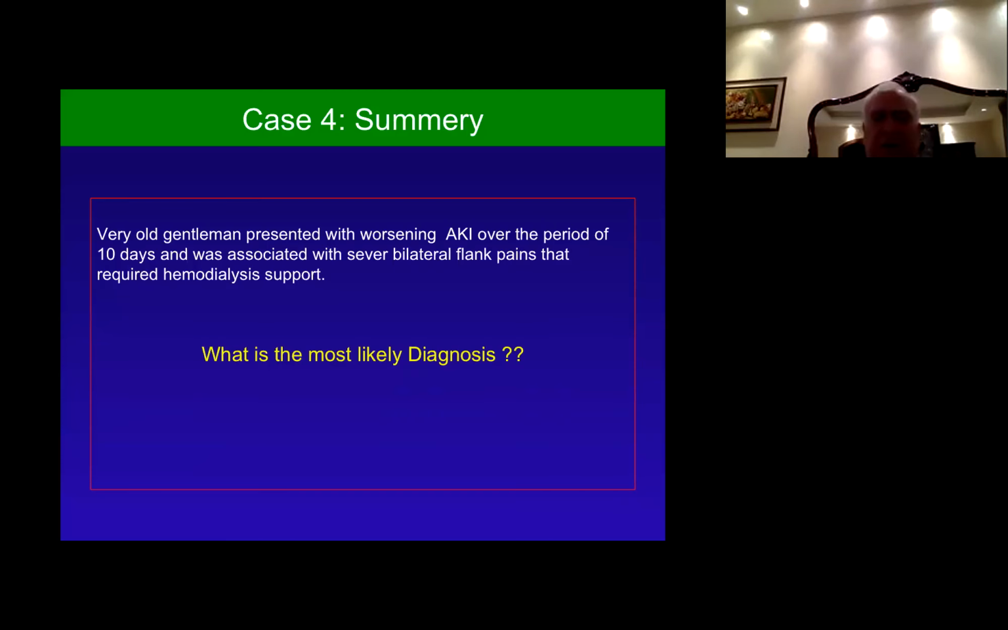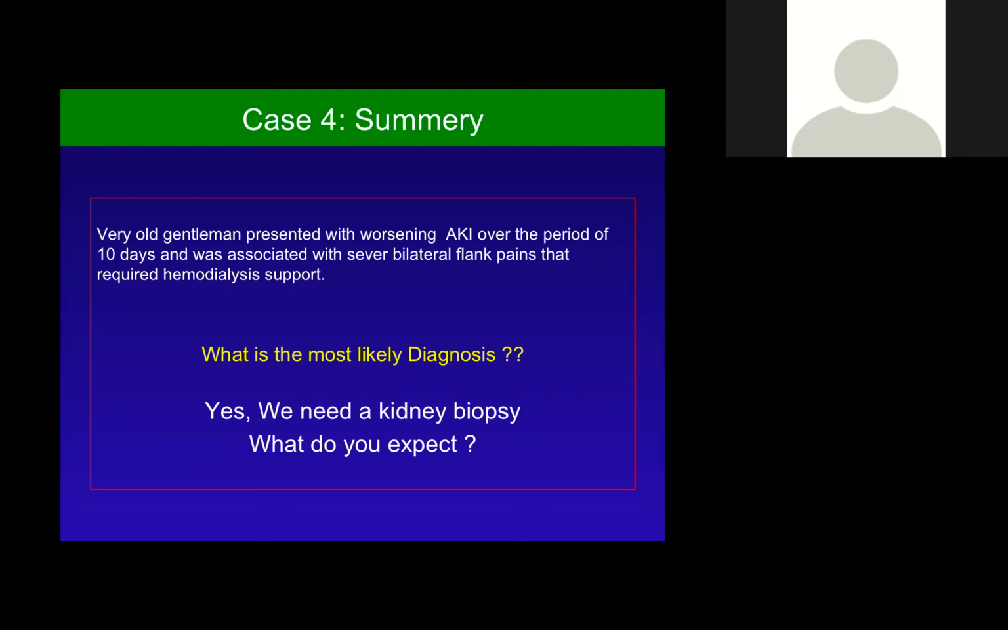So this patient here, yes, we need to have a kidney biopsy. What do you expect to see in the kidney biopsy? Still drug-induced. So is it a drug-related process or is it a vascular-related process? What do you think that the pathology would be? Any input? Still there is hematuria, and there is some pyuria.